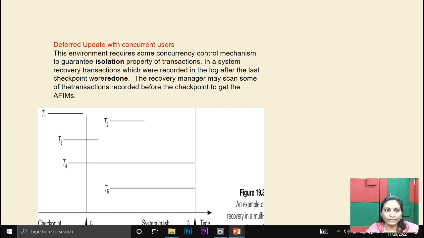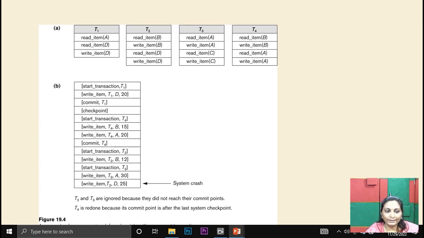Here is deferred update with concurrent users. Again, transactions T1, T2, T3, T4 are the 4 transactions. T1 reads the value of A, then reads the value of D and writes the value of D. T2 reads the value of B, writes the value of B, reads atom D and writes atom D. T3 also reads atom A, writes atom A, reads atom C and writes atom C. Transaction T4 reads atom B, writes atom B, reads atom A and writes atom A.